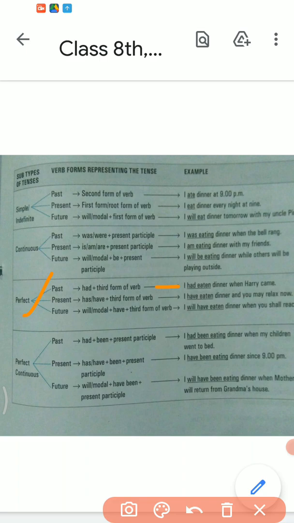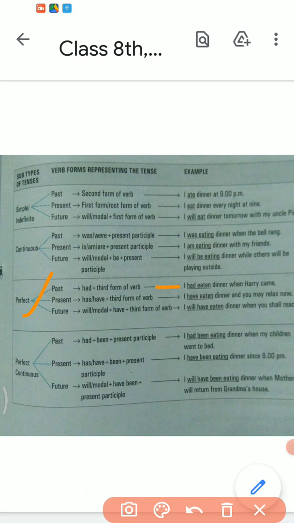In present perfect, we will use has or have plus third form of verb. For example, I have eaten dinner and you may relax now. In future perfect tense, we will use will or shall plus have plus third form of verb. For example, I will have eaten dinner when you shall reach.